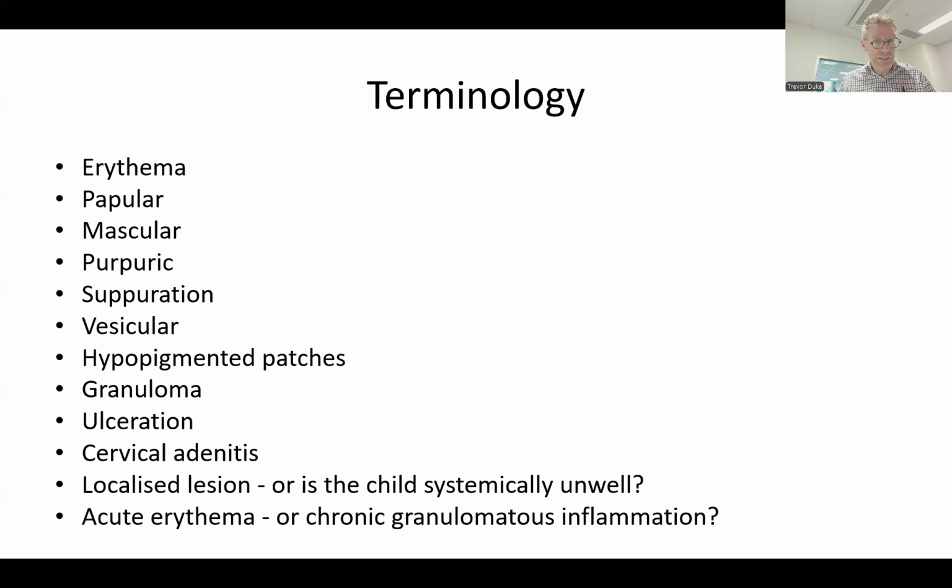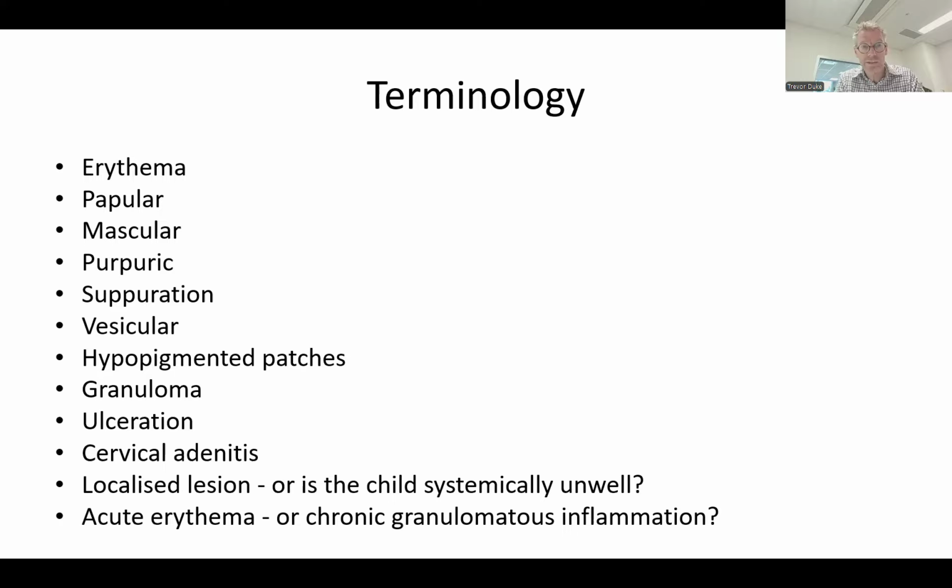I'm going to be talking a bit about granulomas, which are a bit like suppuration, but they're not acute inflammation and suppuration, they're more chronic inflammation. I'm going to be talking about chronically inflamed granulomas. Many skin ulcers develop from a granuloma, and I'm going to be talking a bit about ulceration and the causes of that. We'll talk a bit about cervical adenitis, because that's a common skin infection, or skin and soft tissue infection in children. And so that's terminology.